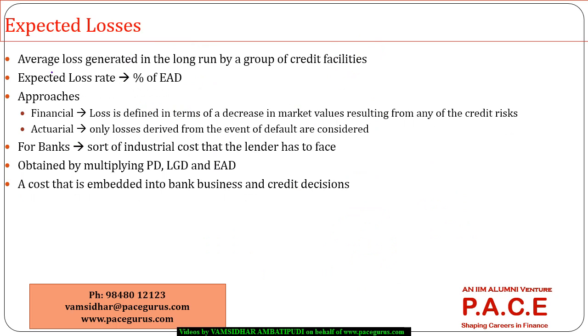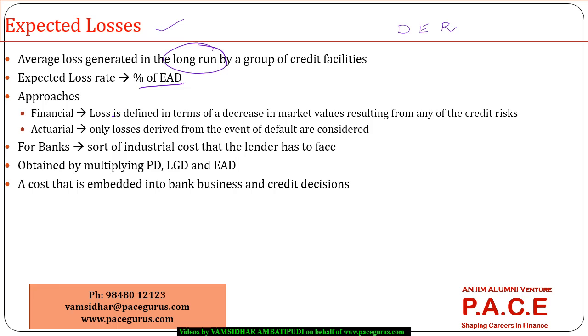Now that we have already looked at what is default risk, what is exposure risk, and what is recovery risk, based on that we would be computing the expected losses. In other words, it's an average loss that is generated in the long run, which is typically expressed as a percentage of exposure at default.